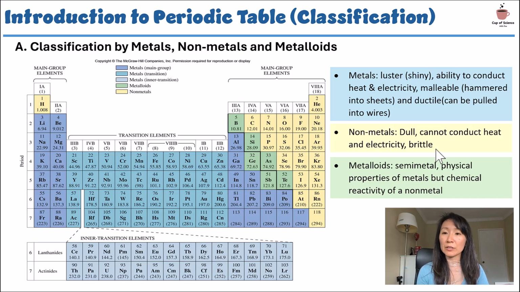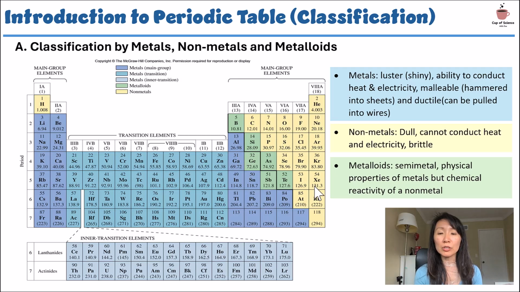Metals have the following characteristics: luster, meaning that they're shiny. They have the ability to conduct electricity and they are good heat absorbers. Also, they are malleable, meaning that they are bendable and they can flatten out into sheets. And ductile. Ductile means that you can pull them so that they become thin wires.